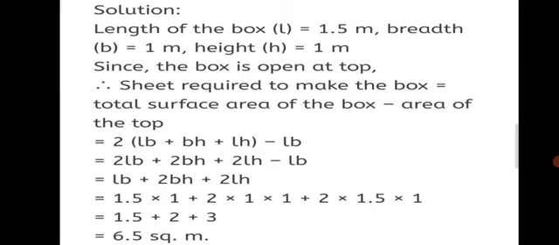Now substitute. Length into breadth is 1.5 into 1 plus 2 times breadth into height means 1 into 1 plus 2 times length into height means 2 into 1.5 into 1. This is equal to, complete the multiplication first. So 1.5 plus 2 plus 3. Complete the addition now. 6.5 square meter is the total surface area of the box when we minus the top portion. So this much sheet will be required to make the box. How much? 6.5 square meter sheet will be required to make the box.